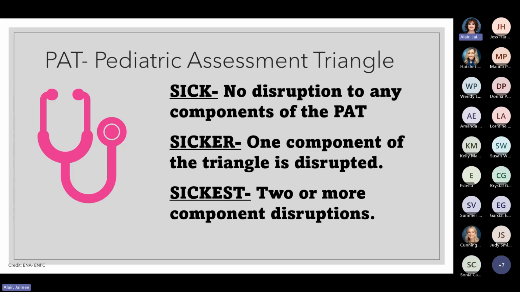If you have different disruptions in the PAT, you categorize them as sick, sicker, or sickest. This is a TNCC and ENPC type thing. If they have no disruption, then they're considered sick. Any patient that comes to the ER is considered sick because the parent believed that there was a reason to bring them in. Our sicker patients are ones where one component is disrupted. So one of the three, maybe the patient is pale, then they move into sicker. And then sickest means two or more components are disrupted. Those patients are the ones that we want to keep an eye on, and we want to try to get back and seen as quickly as possible.